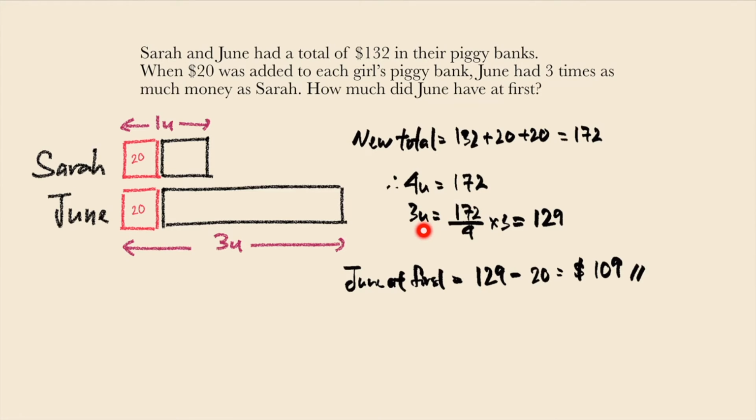3 units therefore would be $129. Now why are we interested in 3 units? Because look, they want June at first. So June at first would be this black bar here. So 3 units is 129 minus $20. She would have $109 at first.